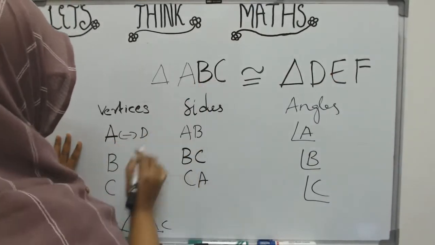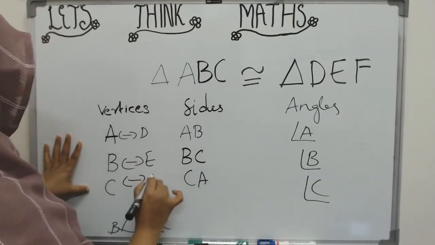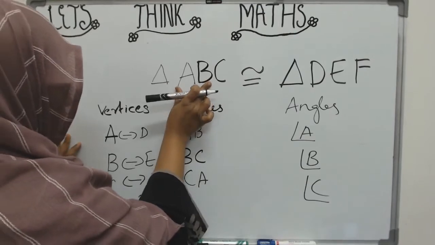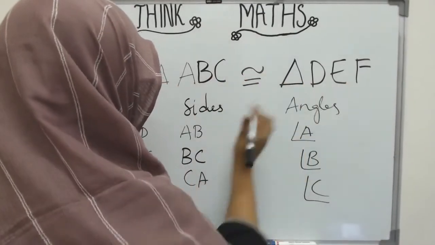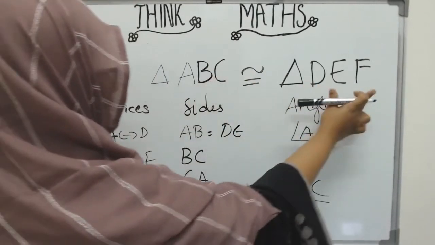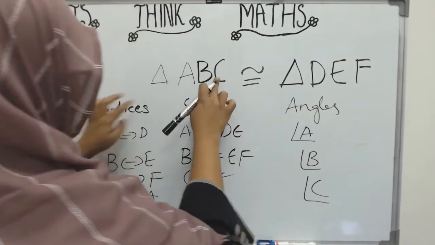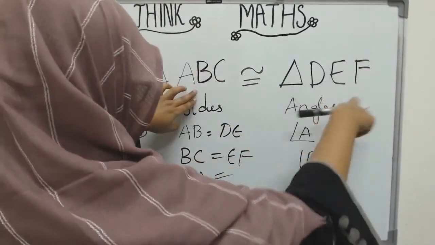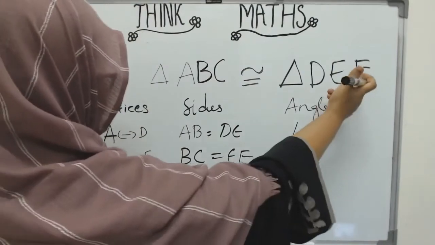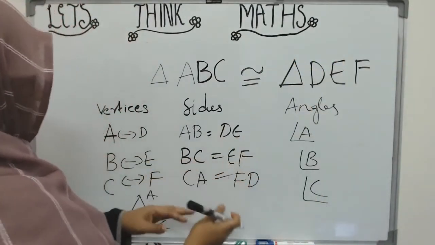The second vertex coincides with the second one, and the third vertex coincides with the third one. Similarly, the first side AB is equal to DE, and BC is equal to EF, and CA is equal to FD. And notice DF, FD, it's all the same, but please stick to the order.